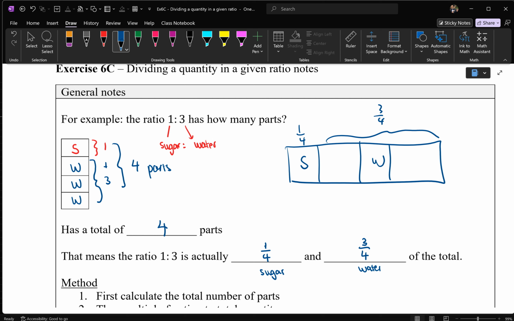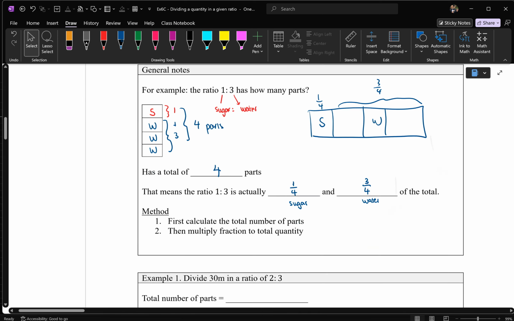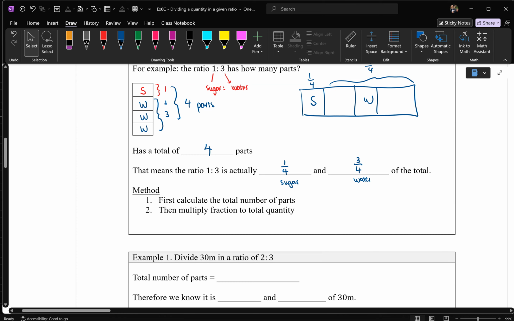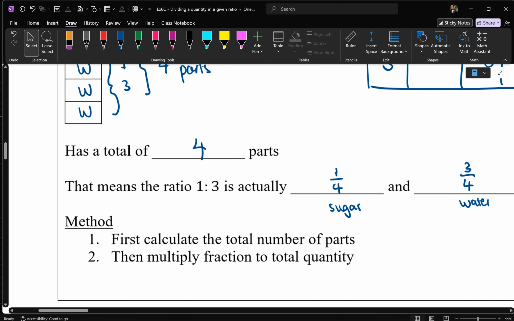So that would be the fraction. That's essentially what we're saying. It's a quarter of the total that is sugar, and 3 quarters of the total is water. That's the concept. Now, if you understand that, then here's the method to figure out your components.